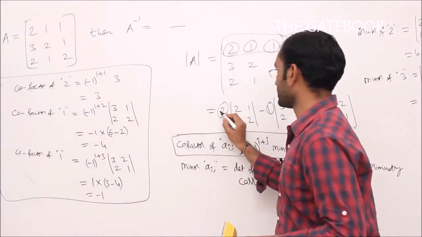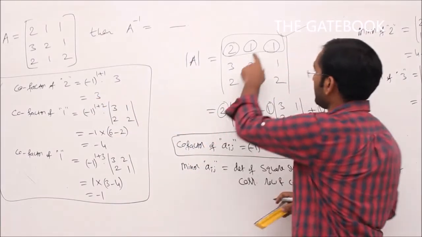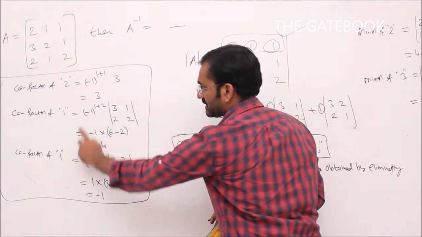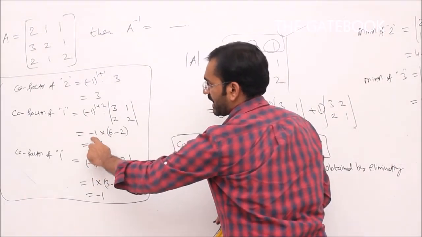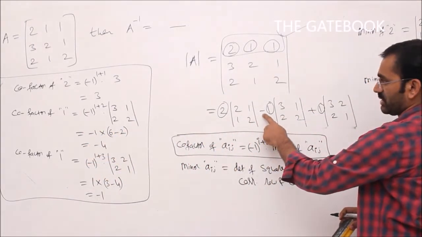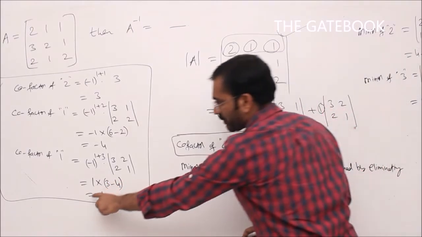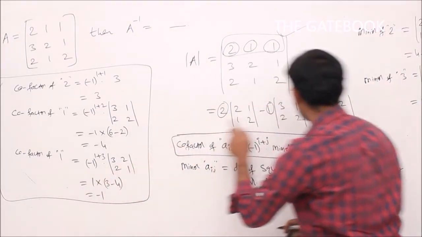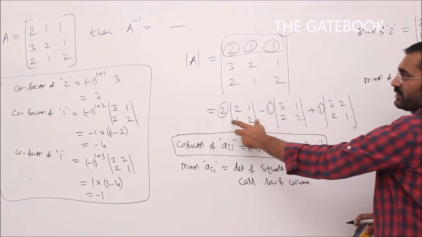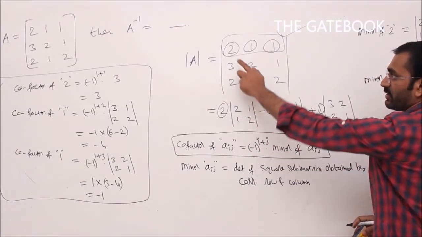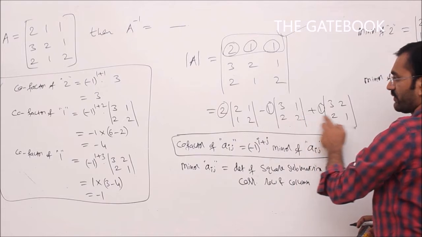That's why I'm taking the plus symbol here. For the second element, the sign of the cofactor is minus. We'll get minus here, so I'm taking the minus symbol. The sign of the cofactor of the third element is again positive. That's why I'm taking positive here. So it is the sum of the products of elements of the first row with the corresponding cofactors.